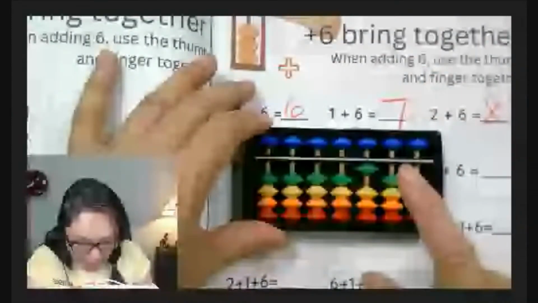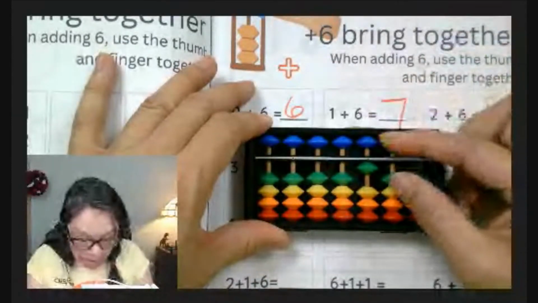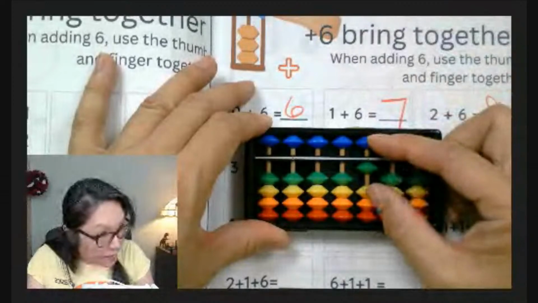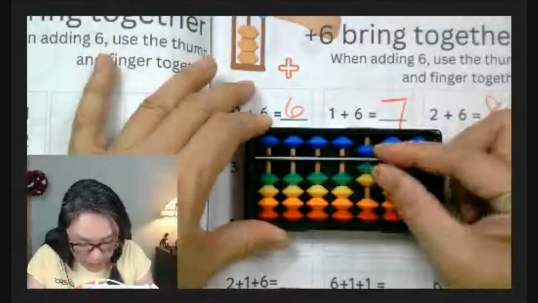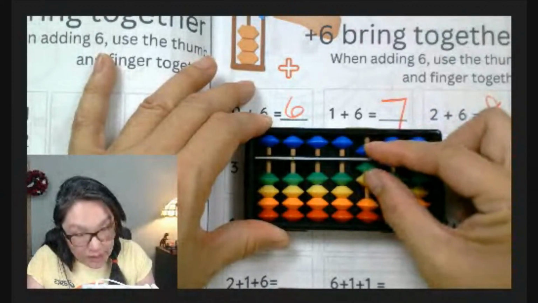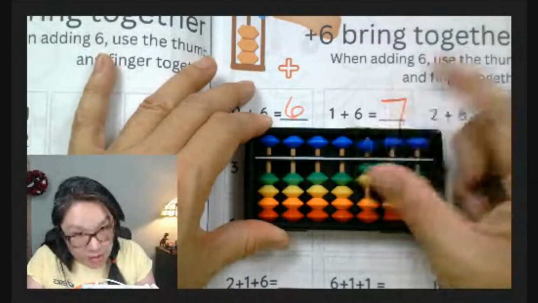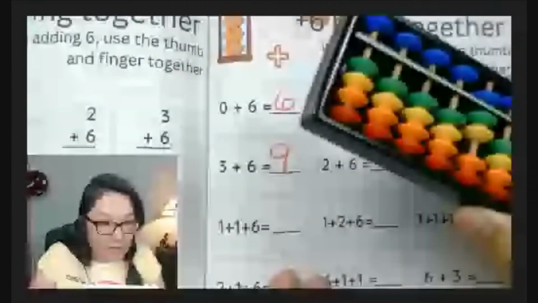If I want to add 1 and then I want to add 6, is there enough beads to add the 6? Yes, there is. All I got to do is add the 5 and add the 1, and I'm going to bring it together like that. Then we minus the 6, we take it apart. We bring it together and we take it apart. So if you notice, when we know how to add, we will know how to subtract.